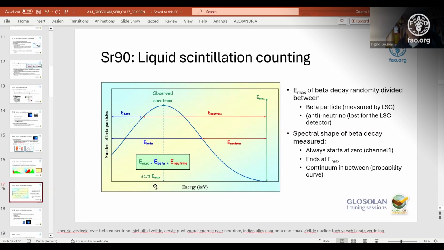So when you look at the first point in the spectrum, in the distribution, most of the energy goes to the neutrino and not to the beta particle. If all energy goes to the beta particle, then we're ending at the maximum energy. And of course, that distribution is the same for that same nuclide. So as you can see, it's a little bit more difficult than, for example, alpha and gamma spectrometry, because with alpha and gamma spectrometry, we have a specific energy line. And in this case, we have, in fact, a continuum.